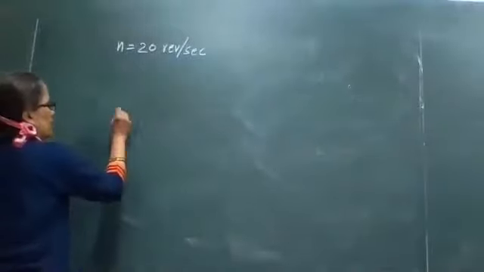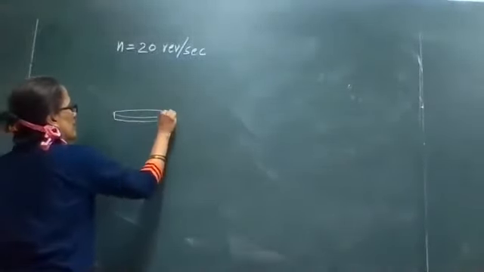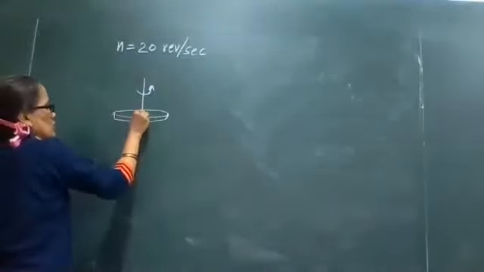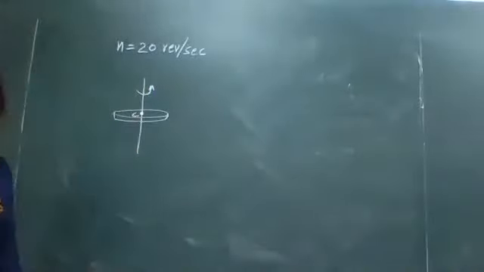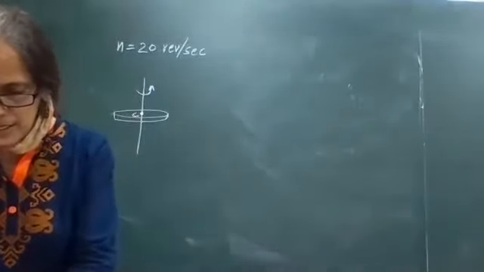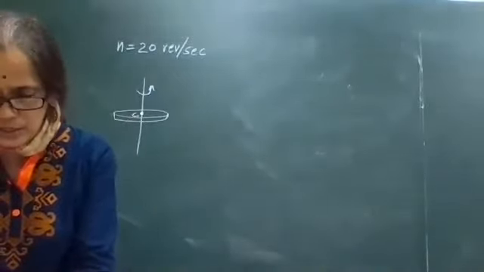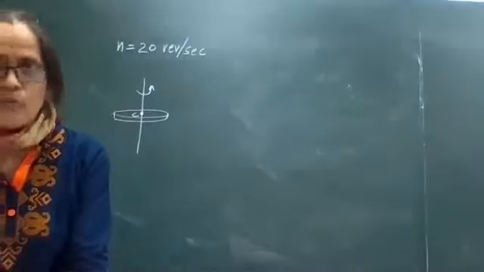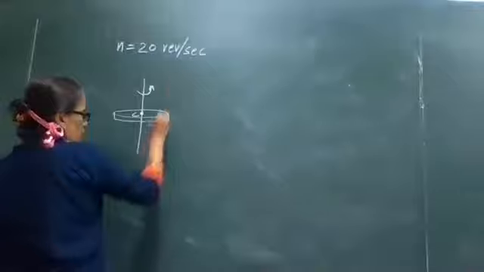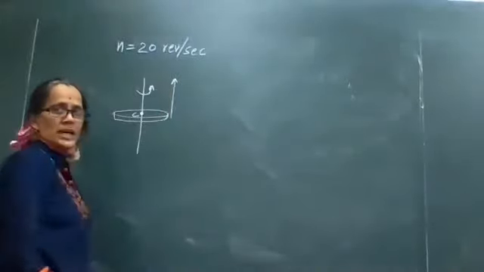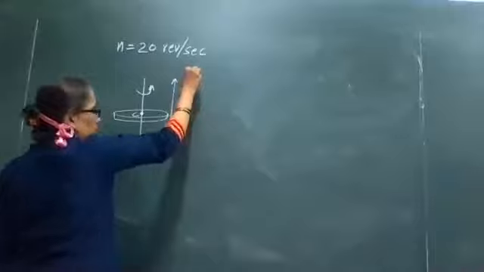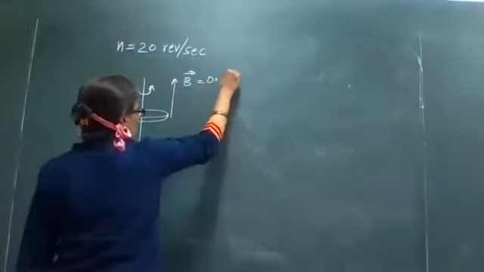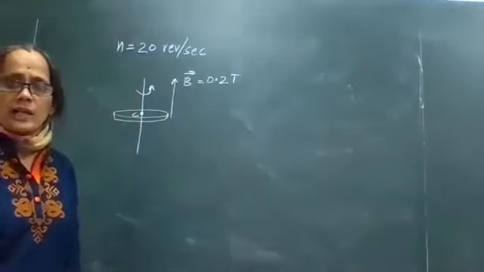About an axis passing through its center and normal to the plane. So again, same thing, this is revolving about an axis passing through the center, perpendicular to its plane. The disc has a radius of 30 centimeter and spins in a uniform magnetic field which is parallel to the axis of rotation. Parallel to the axis of rotation means along this direction there is a magnetic field. How much is the magnetic field magnitude? The magnetic field is 0.2 Tesla.